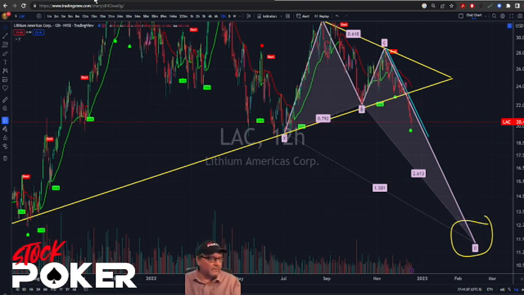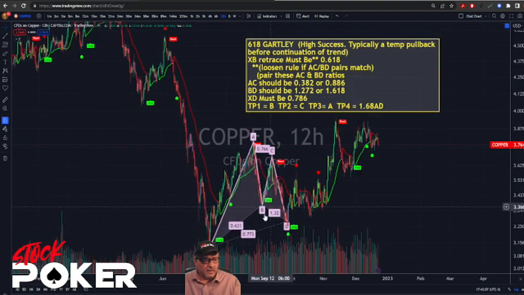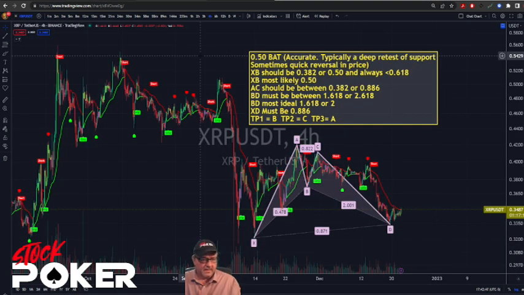Today we're going to go over two examples I found, a nice Gartley example in the past, and we can see how it played out. We're also going to do an example here on the XRP of a bat pattern that has not played out, and then over the next few weeks we'll see how it goes.